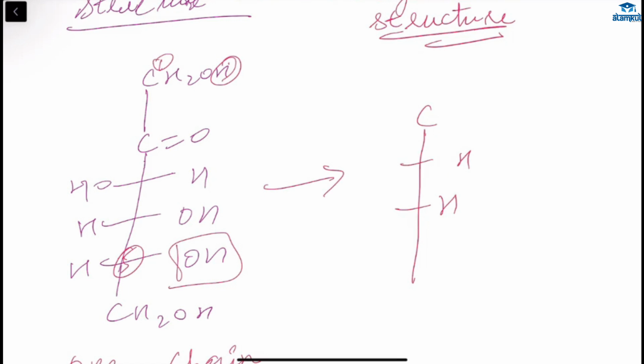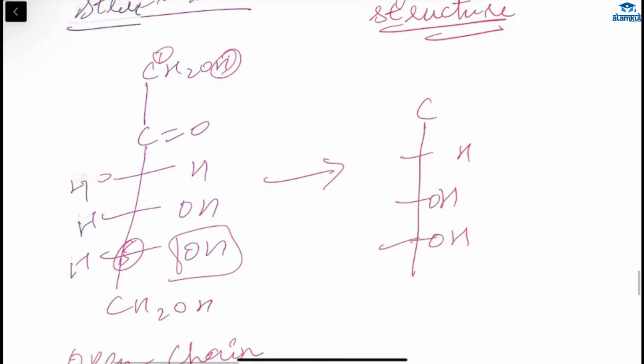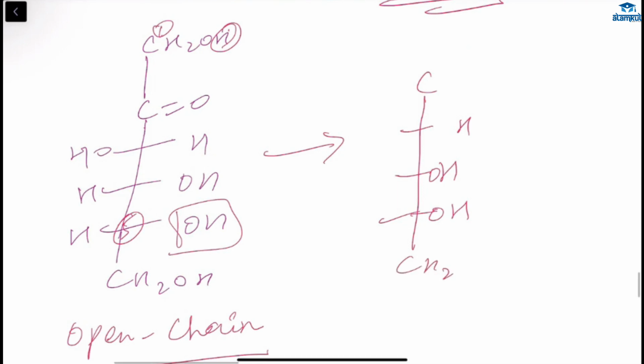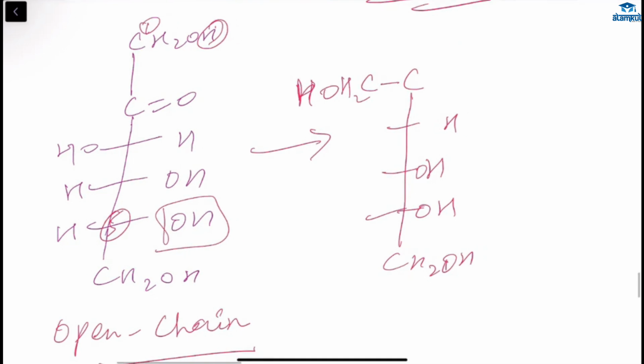Just remove, and wait, right now it is not a correct one. I'll just make a correct one. OH and OH will be there, then H will be there, and then H will be there, and this will be removed, and they will create a bond between them, and yeah, that is how the cyclic structure will be formed.